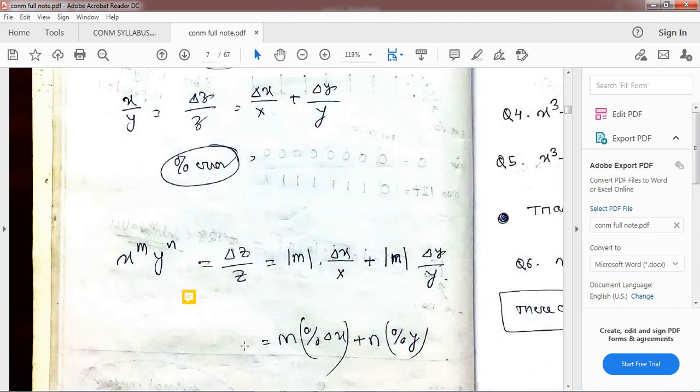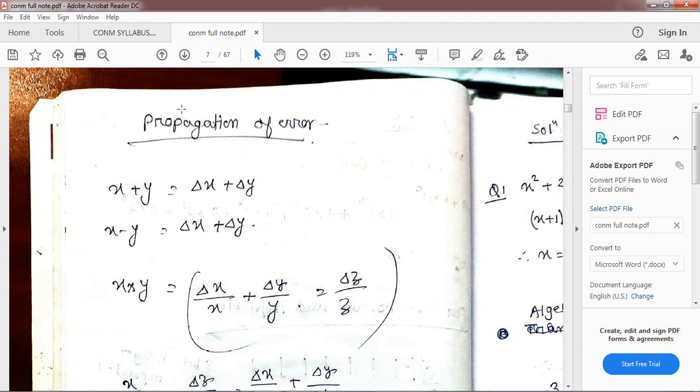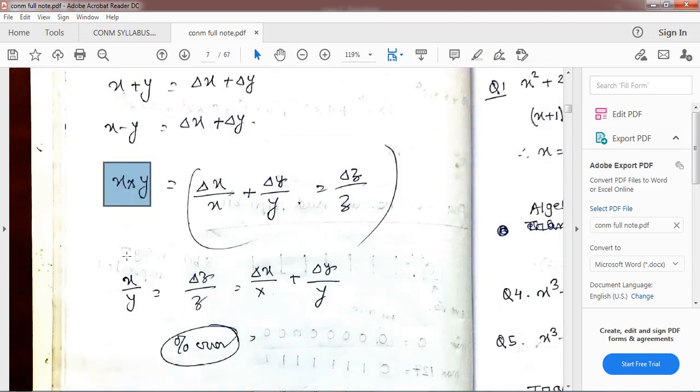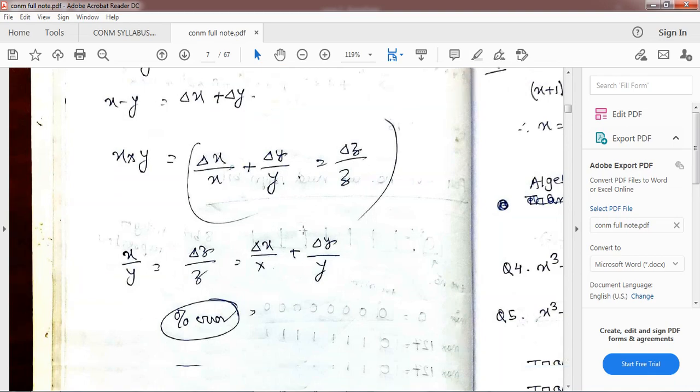Okay. So I believe you have understood what is the propagation of error. Pay attention that even if it is x minus y, when I'm subtracting the values, I am still adding the errors. But in the case of multiplication and division, it is something of this sort. But this is important.